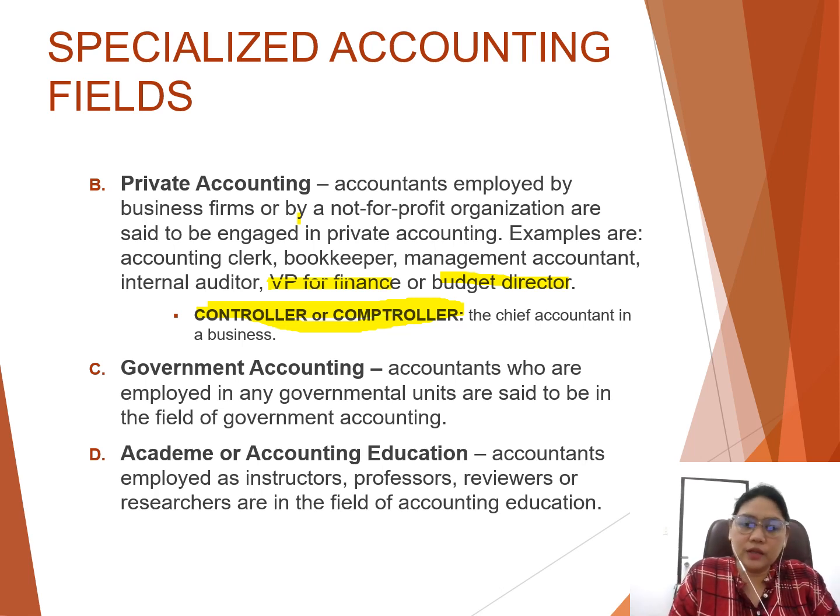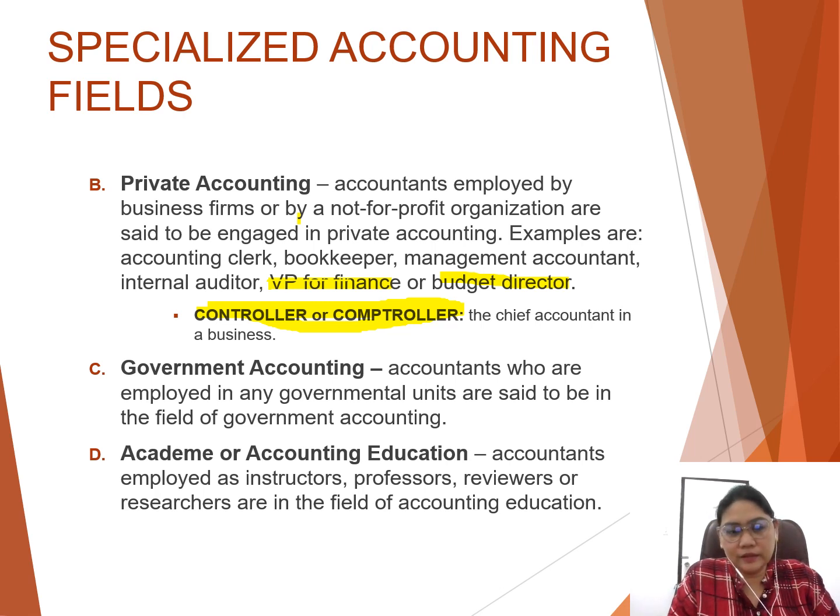And then the third one is the government accounting. So when we say government accounting, these are accountants who are employed in governmental units. Ang example nitong mga governmental units na ito ay kunwari yung DENR, yung NBI, yung BIR, yung SEC. So lahat ng government units, pag yung accountants ay nandun, government accounting yon. Okay, PUP, yan, government unit din ito.